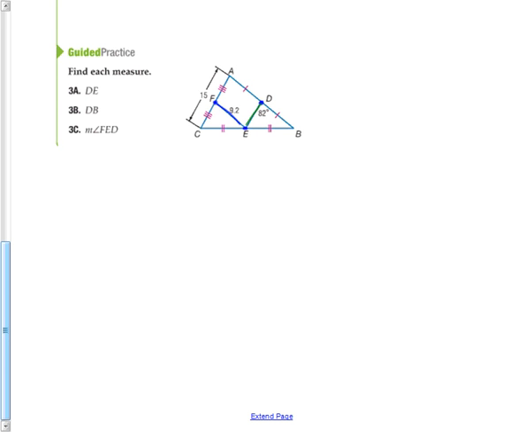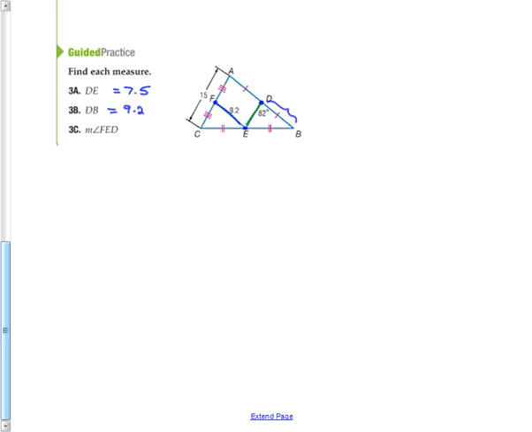So DE, 7.5. It's got to be parallel to this AC and half the 15, so it must be 7.5. DB, DB. How much? 9.2. How must it be 9.2?